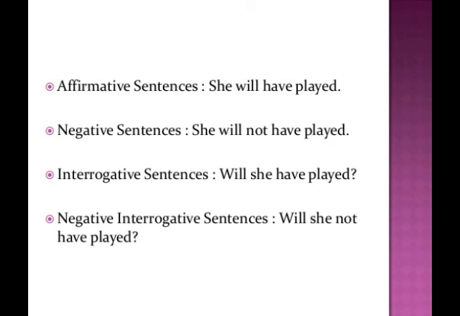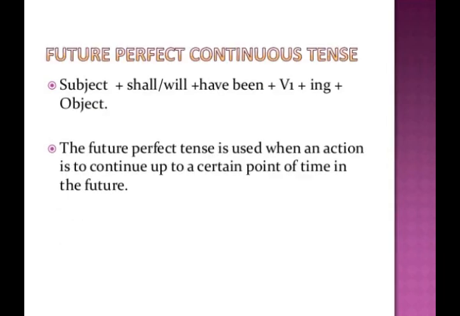It's future perfect continuous tense. The future perfect continuous tense is used when an action is to continue up to a certain point of time in the future. And its formula is subject plus shall or will plus have been plus first form of verb plus ing.